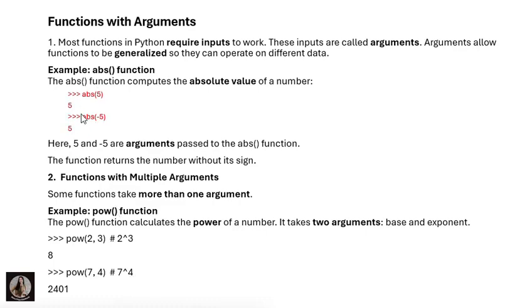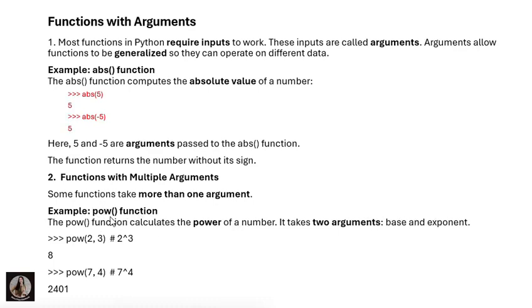In this example you can see that I have taken only one argument, which means only one input. But I can take one function with multiple arguments, multiple inputs. Some functions take more than one argument. For example, the power function calculates the power of a number. It takes two arguments, based on the exponent.